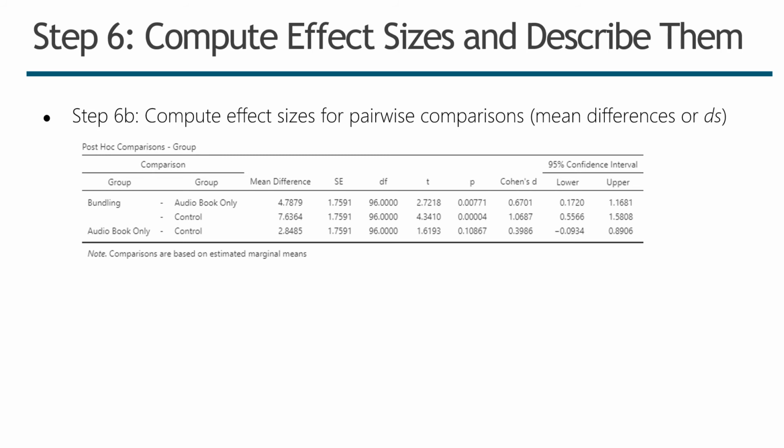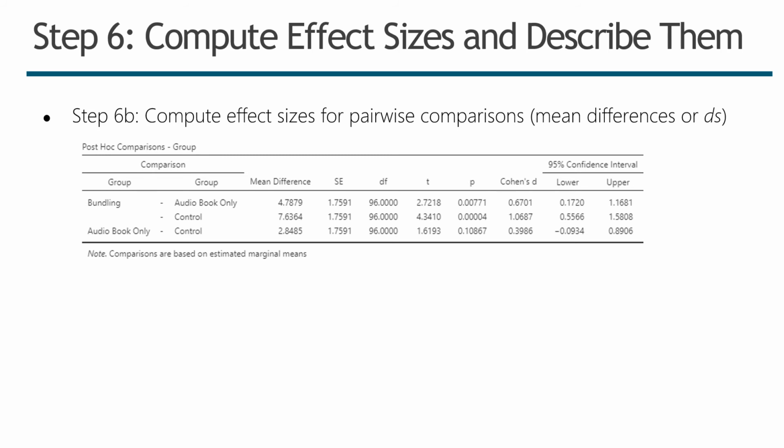When we compare the bundling to the control group, I have a much larger mean difference, 7.64, with an effect size d that's standardized as 1.07. Right? So that's a very large effect, right? And that makes sense descriptively if you're looking at the mean difference of 7.6 more days a month. That's a big difference. So the bundling group compared to the audio group had a medium to large difference. The bundling group compared to the control group had a very large difference.